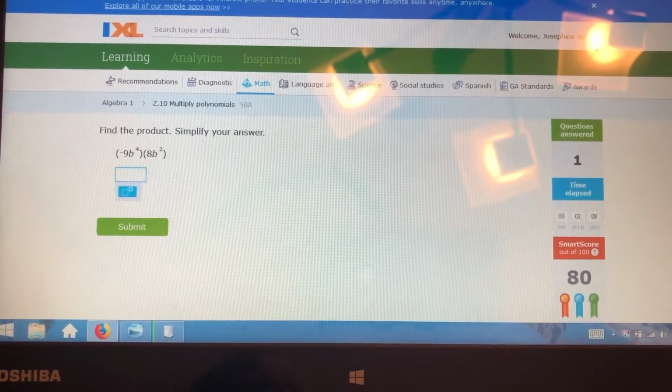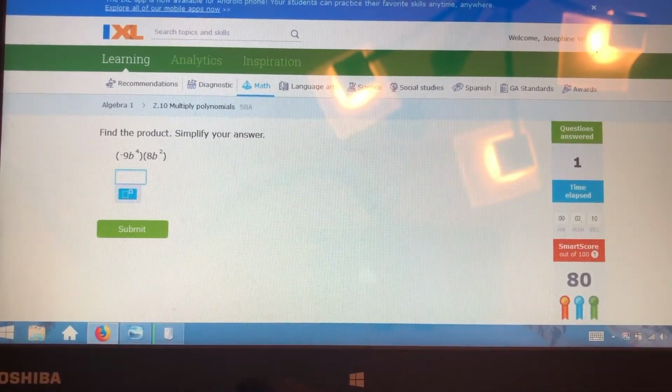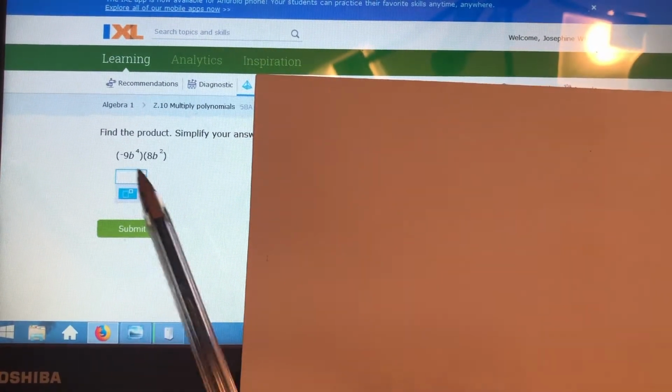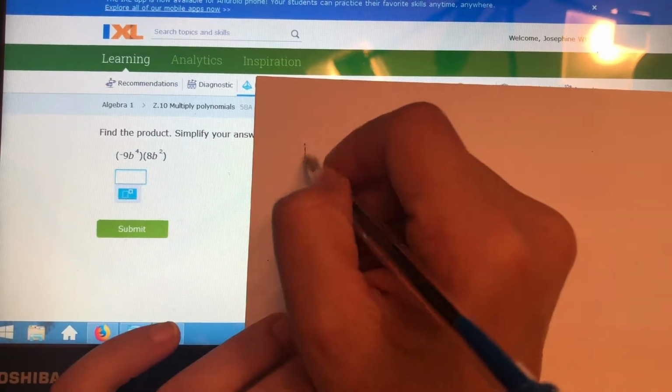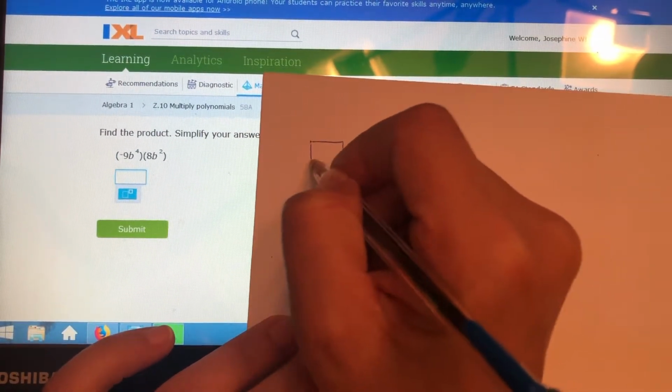Okay, we're going to take a look at multiplying polynomials. All right, so it's rather simple. What you're going to do is draw a box by the number of terms you have. So this is one, and this is another one. So you need a 1 by 1 box. So you draw a 1 by 1 box.